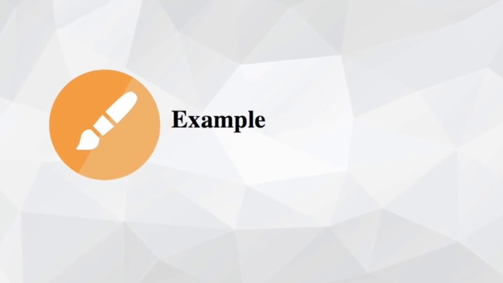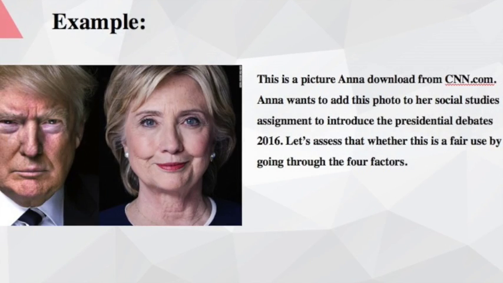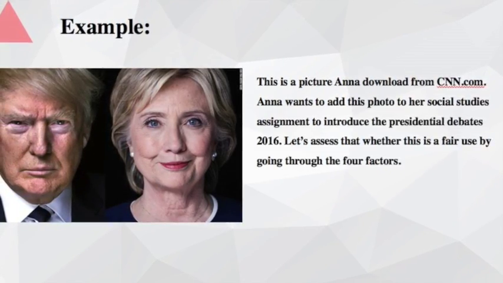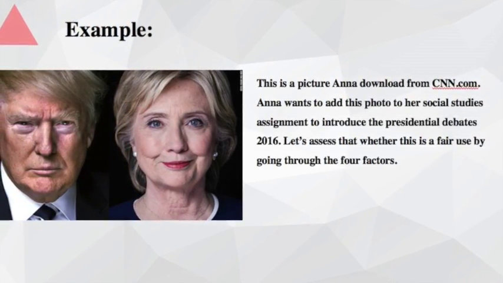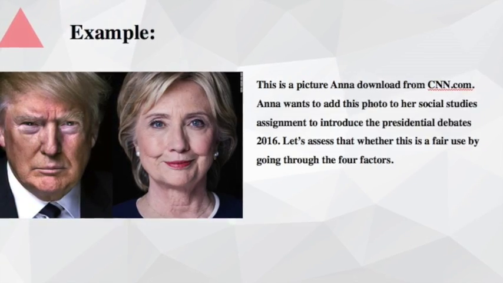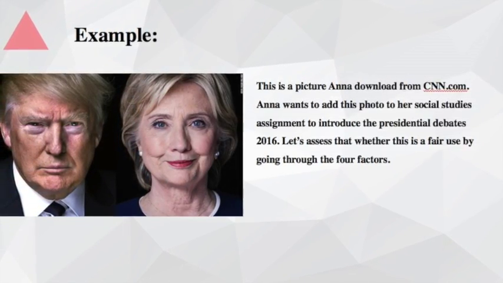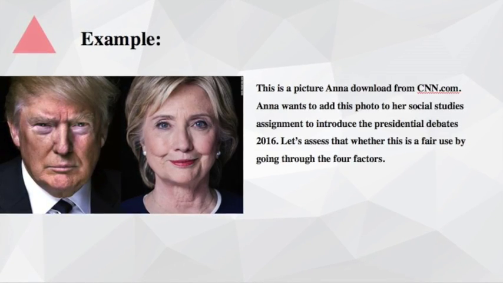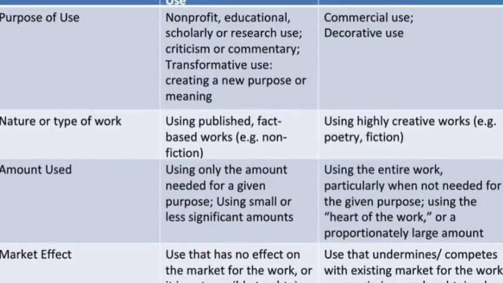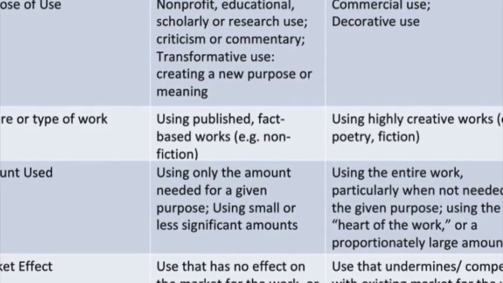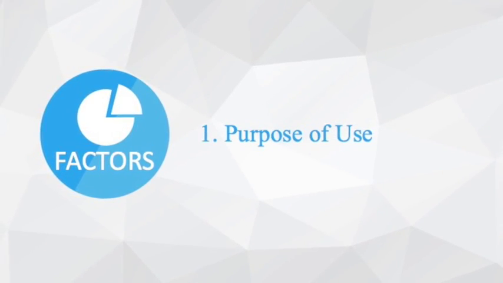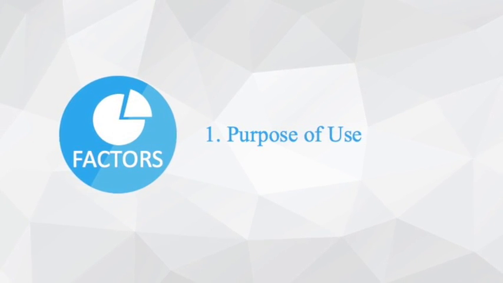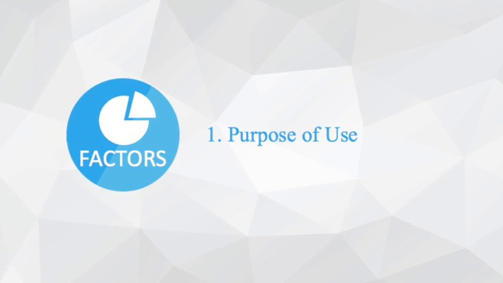Let's see an example. This is a picture Anna downloaded from CNN.com. Anna wants to add this picture to her social studies assignment to introduce the presidential debates 2016. Let's assess whether this is a fair use by going through the 4 factors. Let's review the 4 factors. First, purpose of use. Anna uses this picture for a scientific educational purpose. This strengthens the fair use.